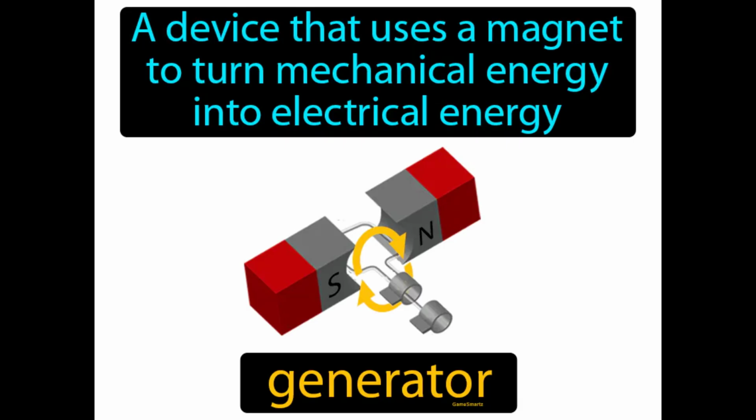A device that uses a magnet to turn mechanical energy into electrical energy. A generator converts movement into electricity using magnets and wires.